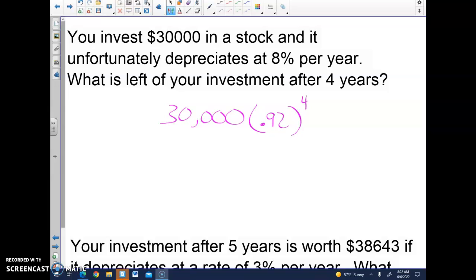The rest comes down to knowing how to use your calculator. 0.92 raised to the 4th power is 0.72. And then I multiply that by 30,000, 21,491.79.